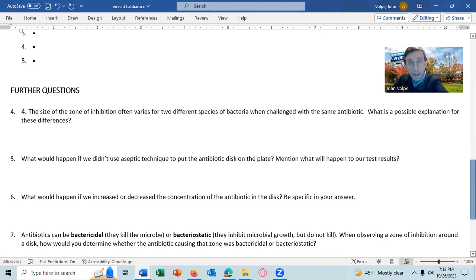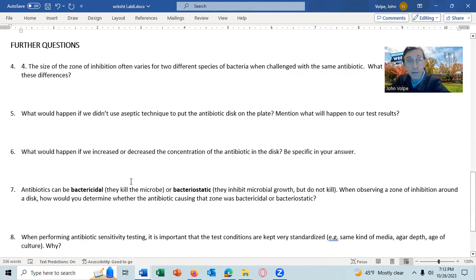Okay. And 6, what would happen if we increased or decreased the concentration of the antibiotic in the disc? Be specific in your answer. So you must tell me what's going to happen to the size of the zone of inhibition if we increase the antibiotic in the disc, and what's going to happen to the size of the zone of inhibition if you decrease the concentration in the disc. If you only explain one, you're going to get this partly wrong.